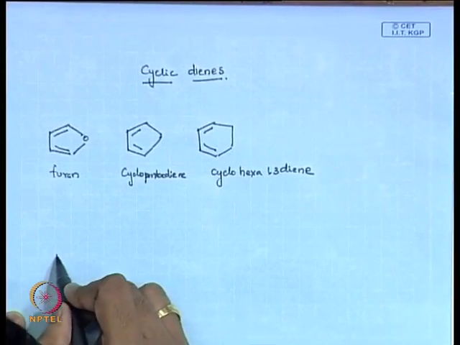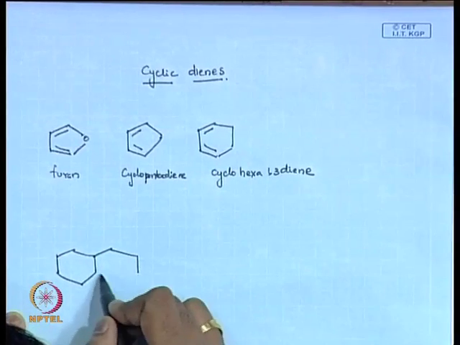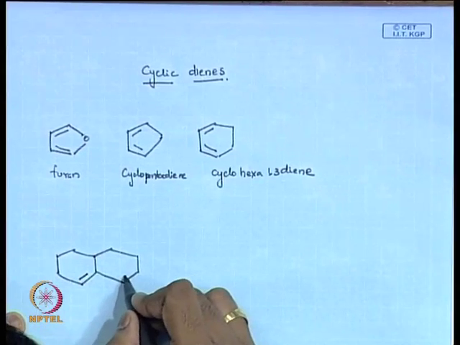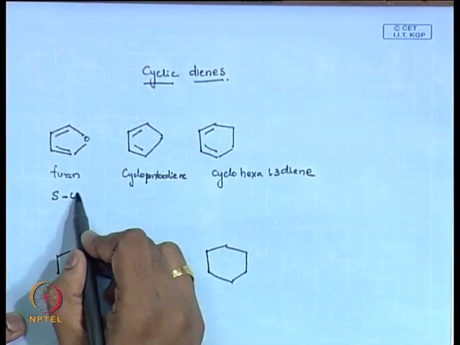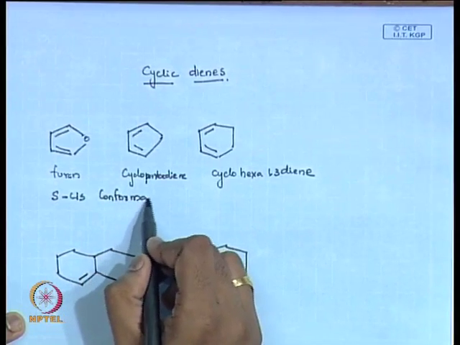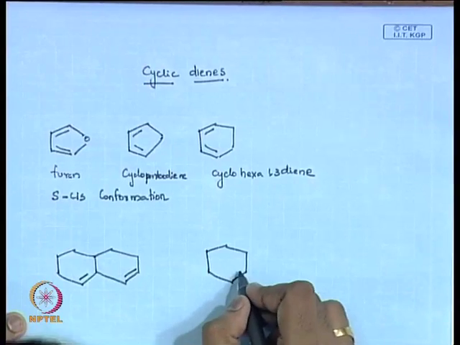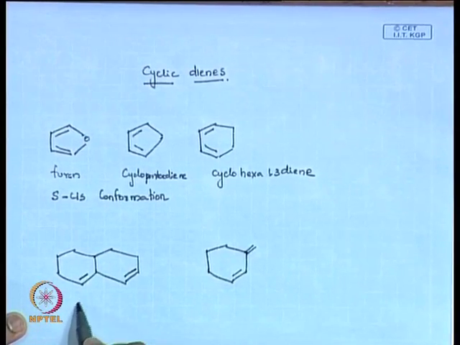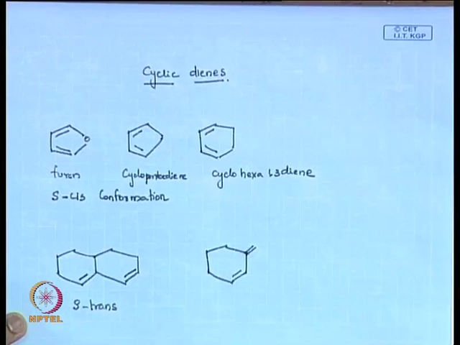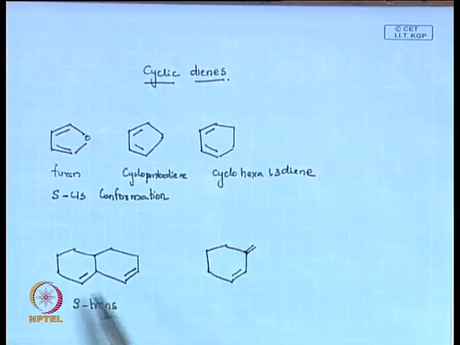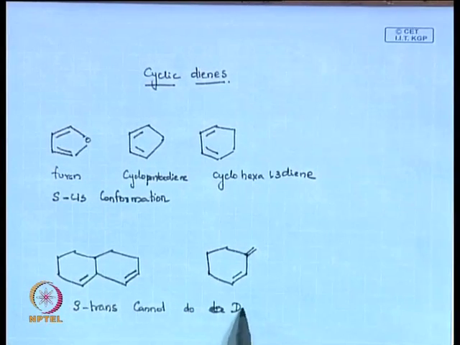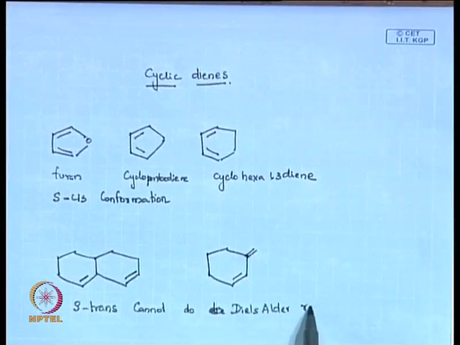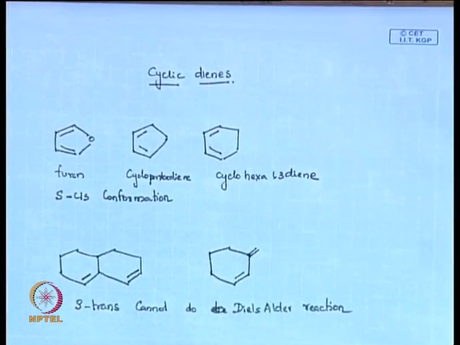But if you take this type of cases, these are S-cis conformation. These are S-trans. If you look at their structure, they are S-trans, they are locked in S-trans. So, they cannot do Diels-Alder reaction. A very important part of your diene.